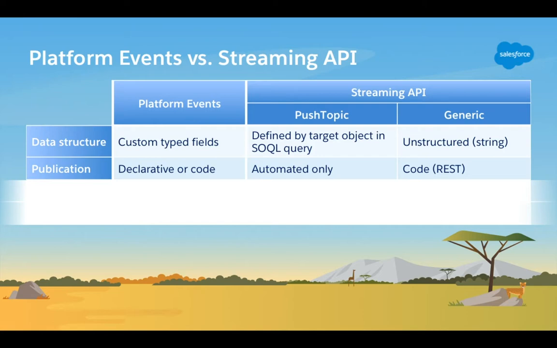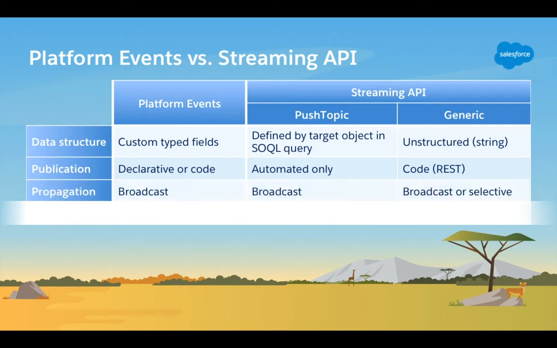Then, in terms of publication mechanism, for platform events, it's the most flexible approach because you can use clicks or code to publish a platform event. For the streaming API, you cannot manually fire a push topic. It's only fired when the query that creates the push topic changes. And for the generic streaming API, it's only through code, using the REST API. That's the only option, so it's a bit limited. So that's why platform events are bringing more capabilities to the platform.